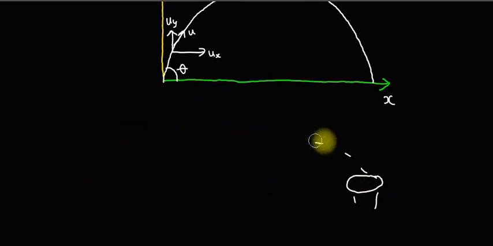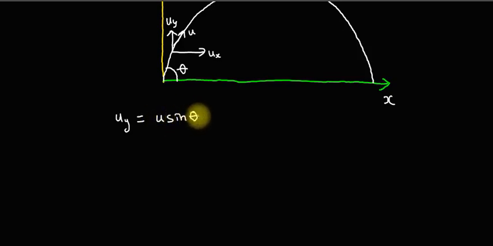From resolution of forces, remember I taught you guys how to resolve to horizontal and vertical. Now if we apply that here, it just means that the vertical component is going to be equal to u, that is the initial velocity which it was launched with, sine the angle theta, and then the horizontal component rather is going to be equal to u cos theta.